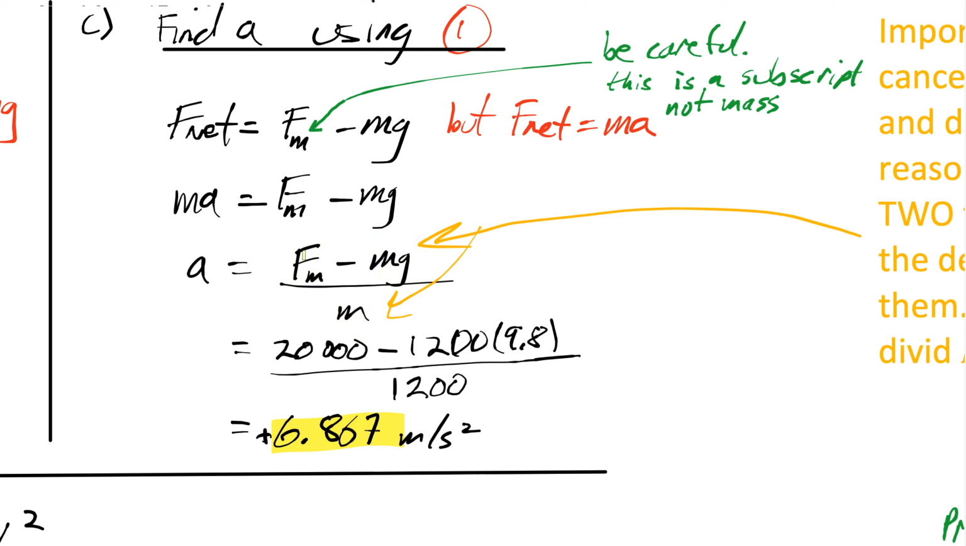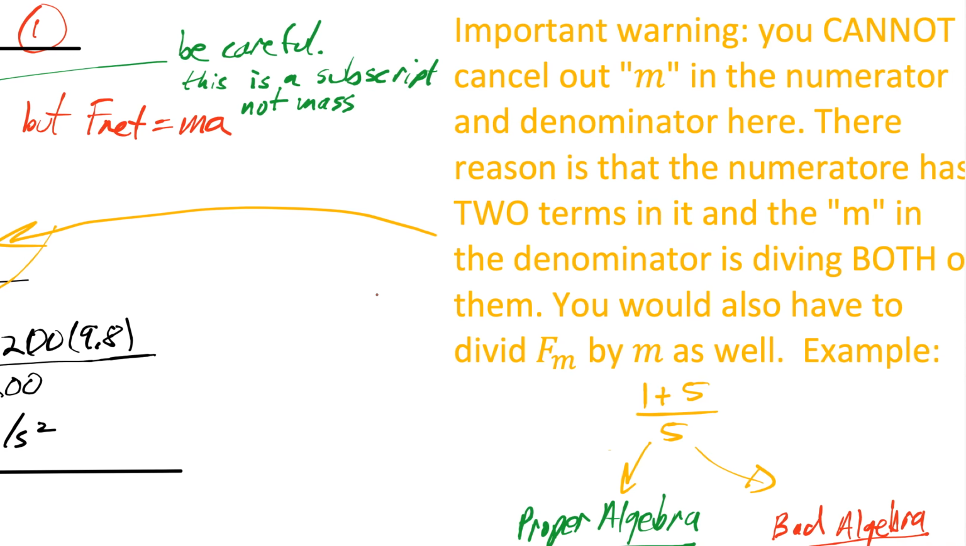So since this does not have mass in it, we can't cancel like this. If you want to do this, that is an illegal move. You cannot do that. So please bear in mind that is a common error. And I have a whole explanation as to why you can't do that.